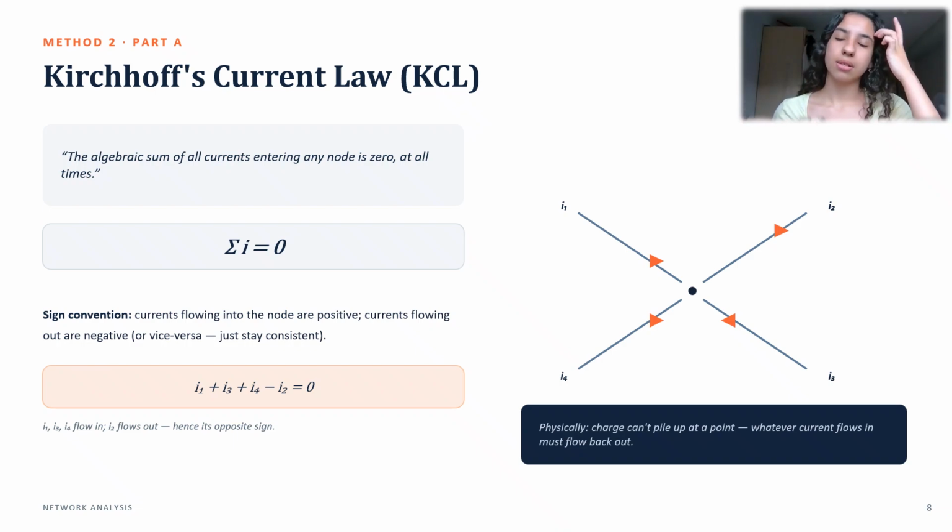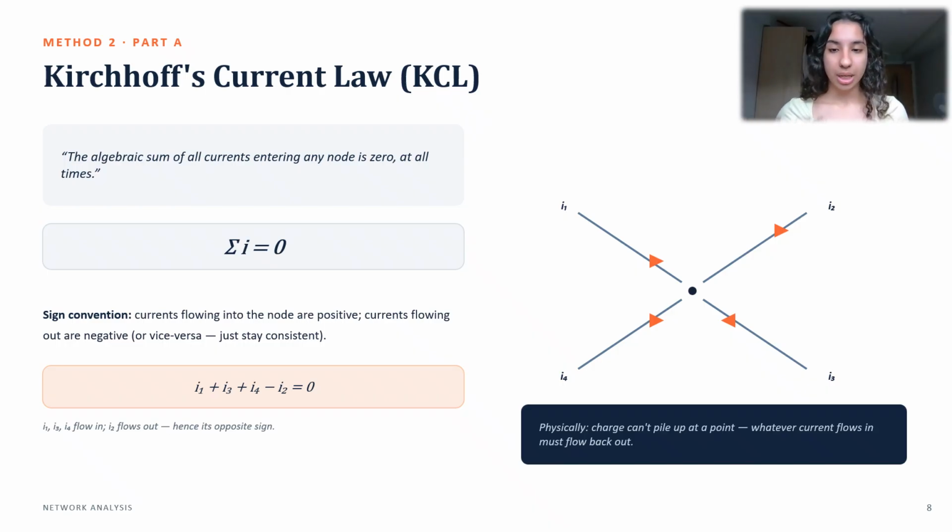Kirchhoff's law is not that hard. It's really easy. This is the first law, which is the current law. We are seeing here there is a node and there are 4 cables. There is current going outwards and inwards. I1, I4, and I3, the current goes outwards, as you see in the arrow. I2 is the current going inwards.